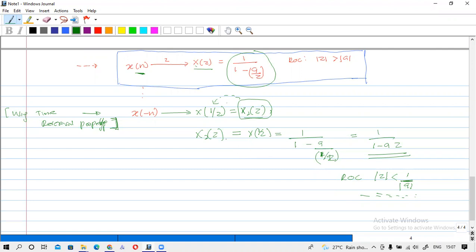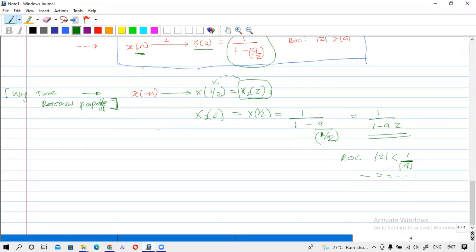Definitely we should be given the original signal, then we can calculate the time reverse signal. Can you prove this result? Any method, any approach, can you suggest any approach to prove this? Actually, considering the things we have learned up to now.